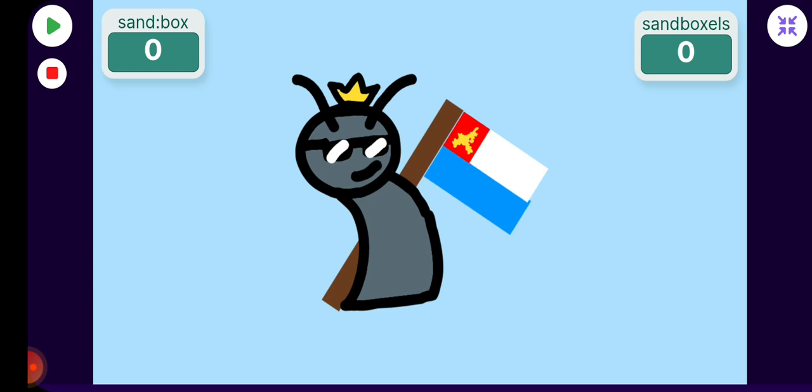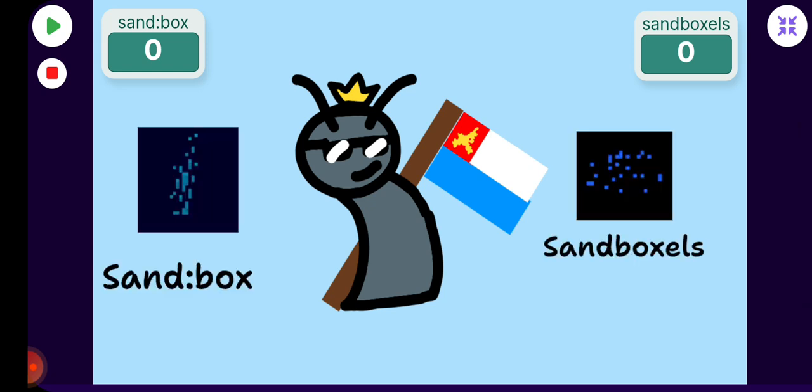First of all, let's talk about how liquids fall in both of these games. In Sandbox, the water pixels stay in a line while falling down. In Sandboxels, the water pixels kind of spread around. Technically, both of these games are correct on how they simulate liquid falling.